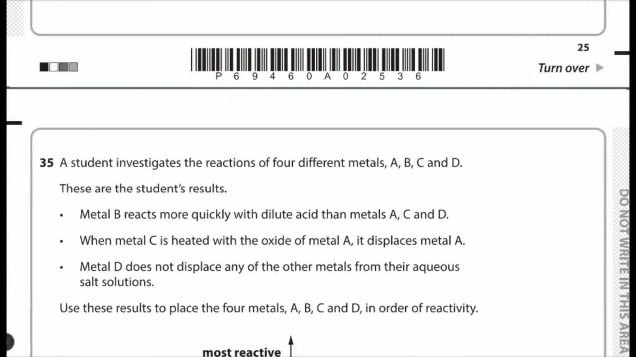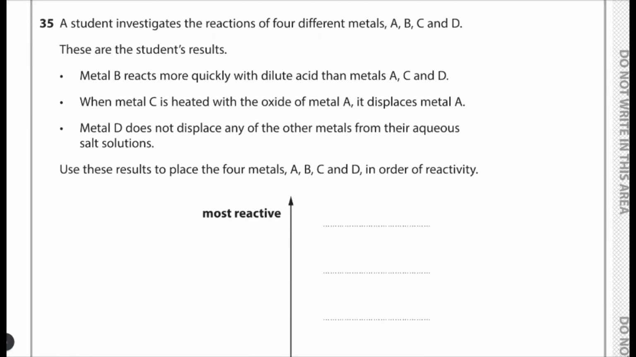Next question. 35. The student investigates a reaction of 4 different metals A, B, C, D. These are the student's results. Metal B reacts more quickly with dilute acid than metals A, C, D. And when metal C is heated with the oxide of metal A, it displaces metal A.